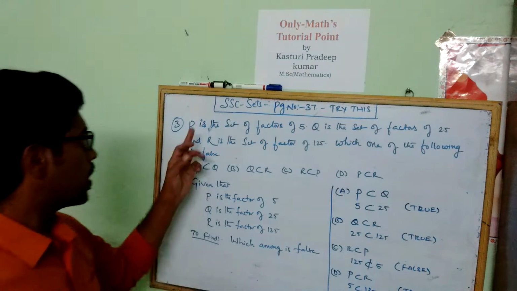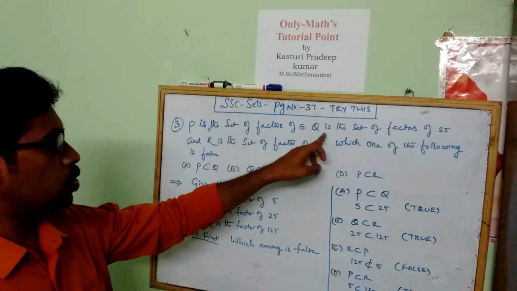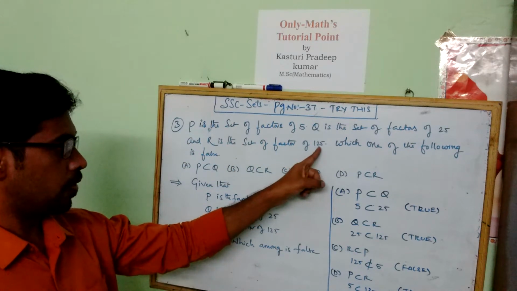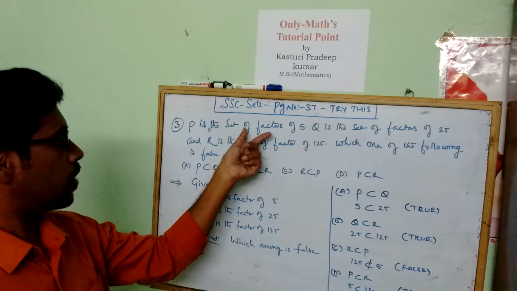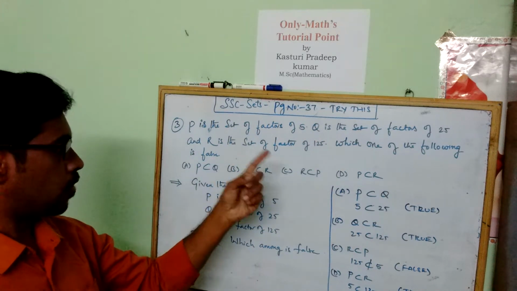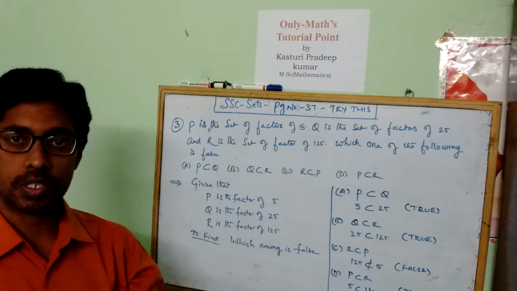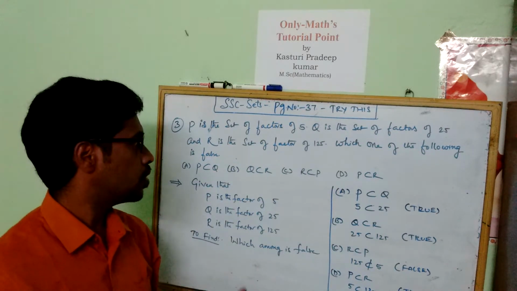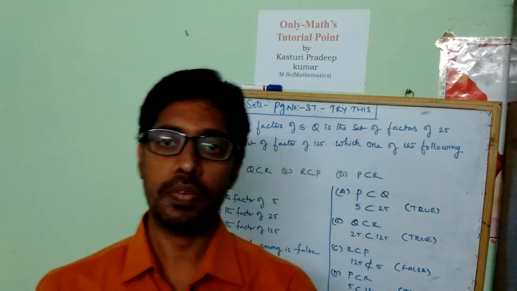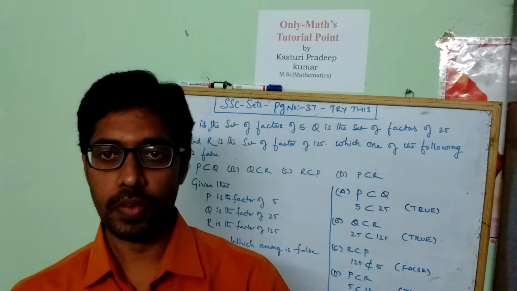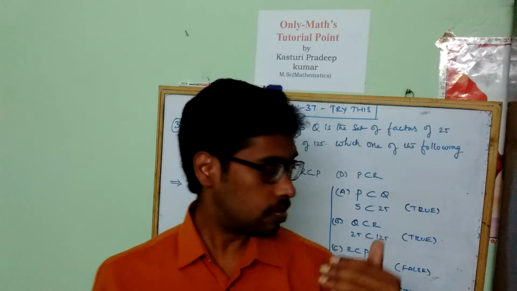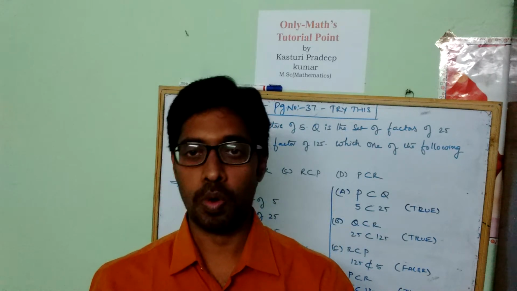What is given? P is a set of factors of 5, Q is a set of factors of 25, and R is a set of factors of 125. Then which of the following is false? Here P is the set of factors of 5, Q of 25 and R of 125. Then we have to identify among the given four options which one is false.